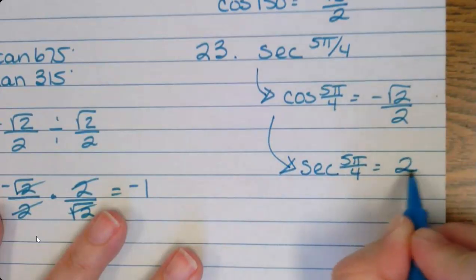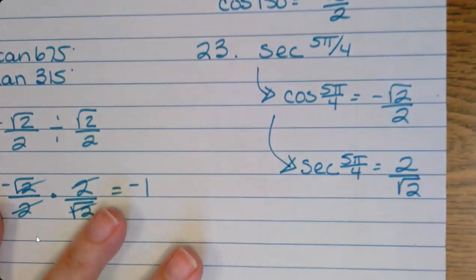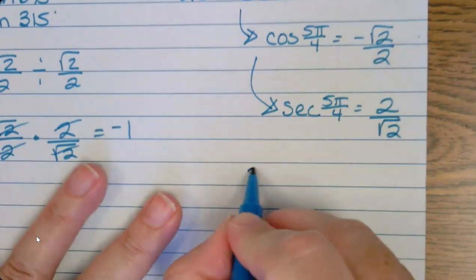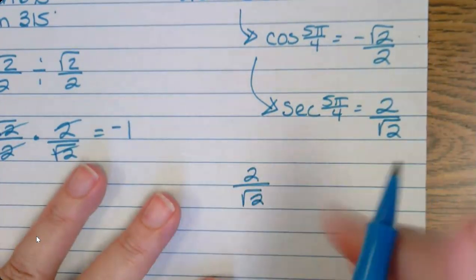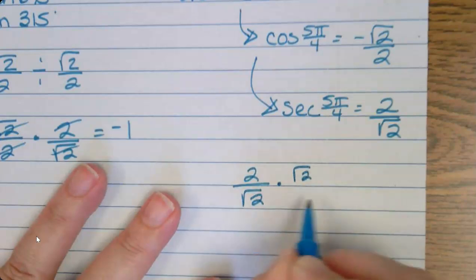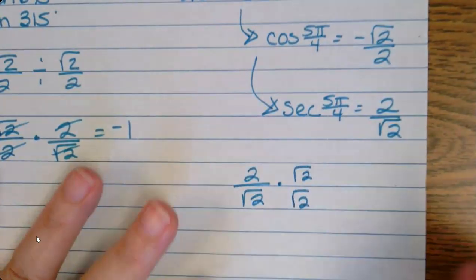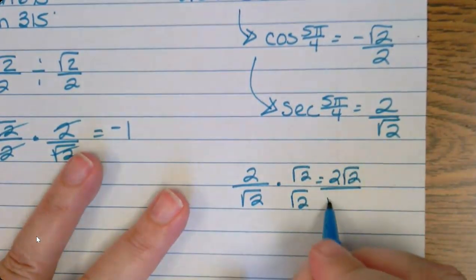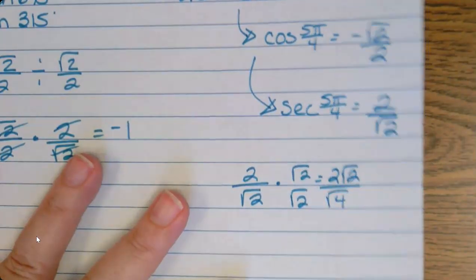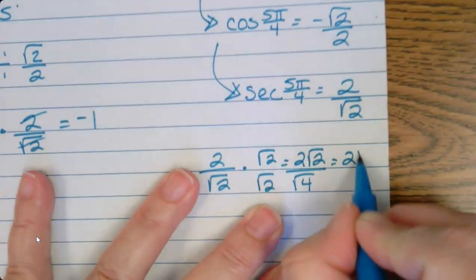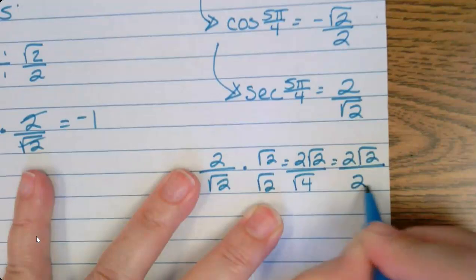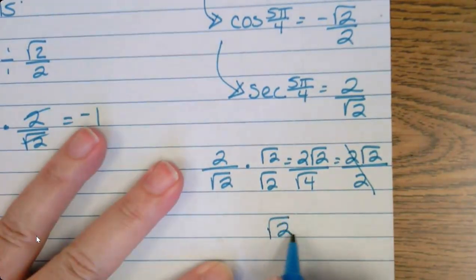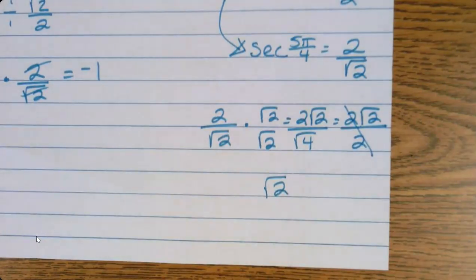And this is where we flip it. But we can't have this. So I'm going to move this over here. So we get 2 over the square root of 2. We're going to rationalize by multiplying the top and the bottom by that square root of 2. So we get 2 square root of 2 over square root of 4. Now, we can take the square root of 4, which is 2. The 2's cancel, and we're left with the square root of 2.